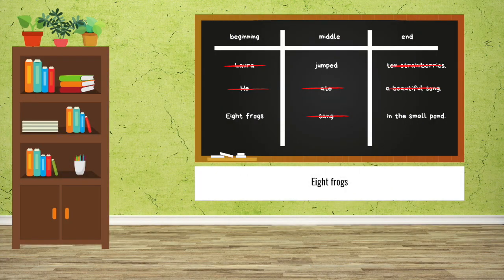Okay guys, we're almost finished, and this is pretty easy because we only have one to choose from. So from the beginning, I will select, what? Did you say 8 frogs? Yes, 8 frogs. My sentence will start with 8 frogs. What comes next?